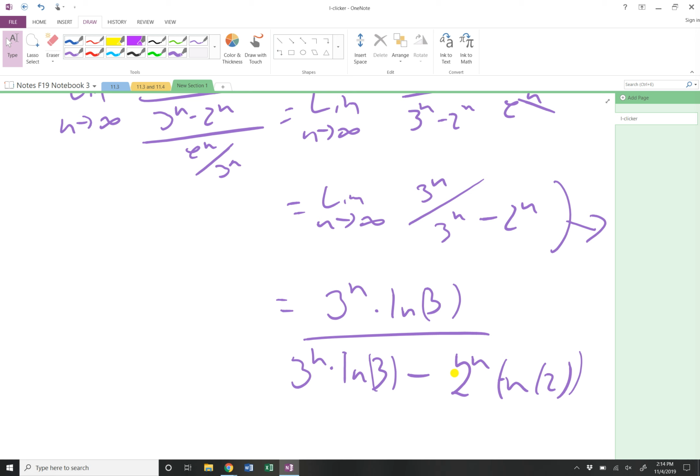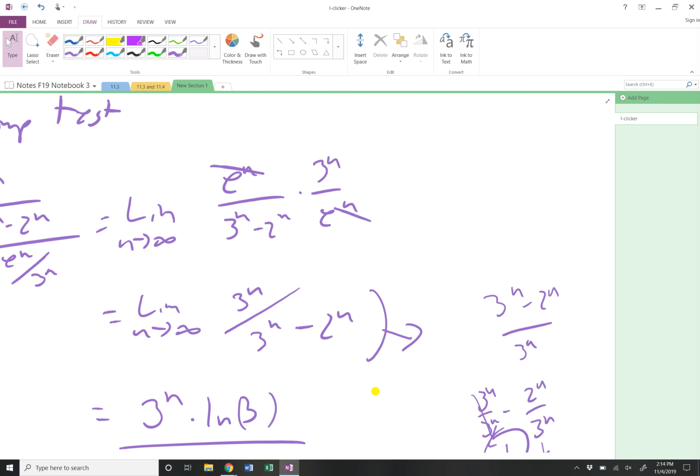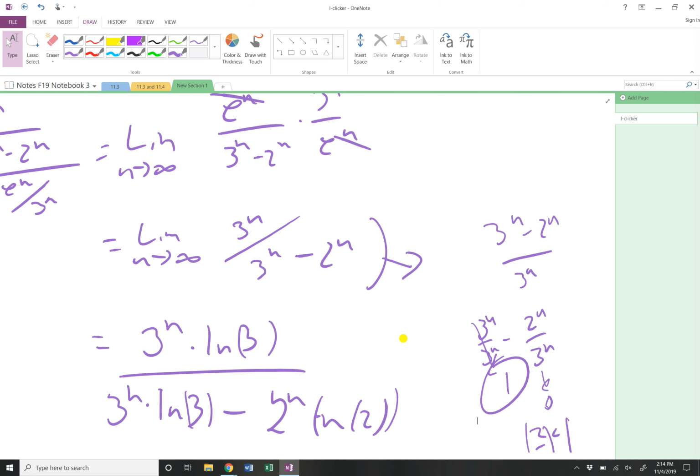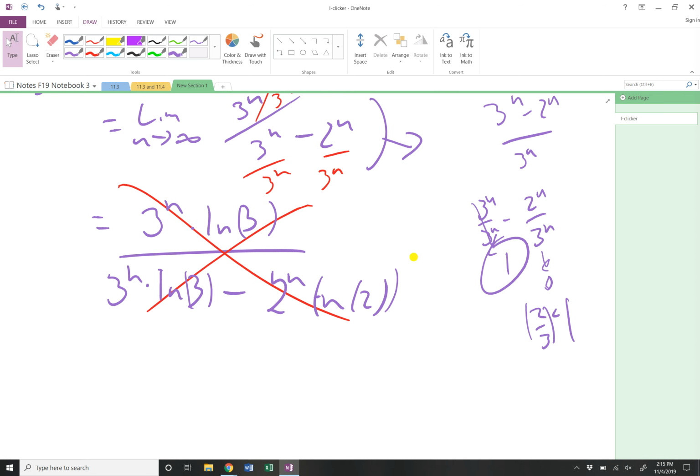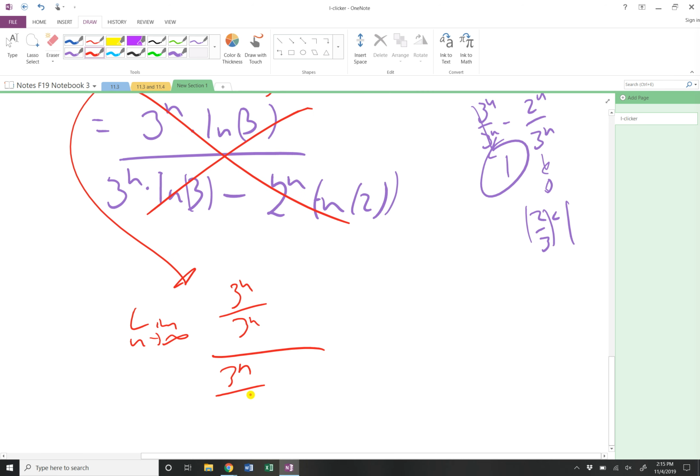Okay, but what if you didn't want to do that? There's another strategy. It has to do with dominant terms again. So you can just divide by the dominant term in the expression. So 3^n is the dominant term, so you can divide by 3^n in the numerator and the denominator. And then you get 3^n over 3^n over 3^n over 3^n minus 2^n over 3^n.